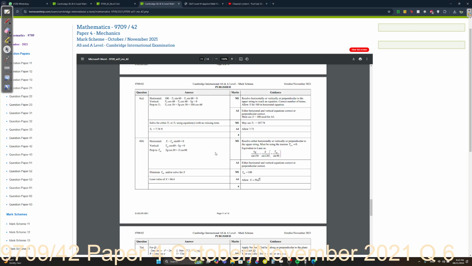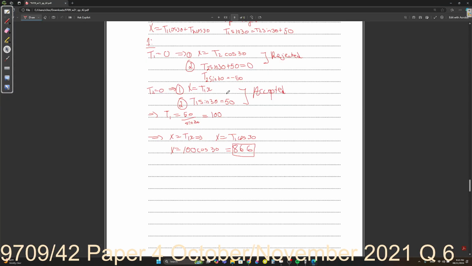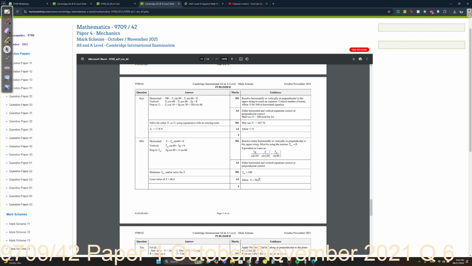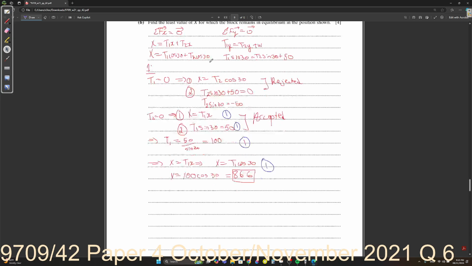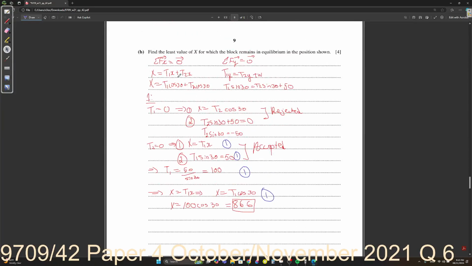Let's check the marking scheme. 86.6. So you'd get 1 mark for resolving these two forces. You'd get 1 mark for this, 1 mark for this. I think 1 mark for finding T1. Yeah. Okay, and then basically you'd get 1 mark for this, 1 mark for this. So all of this here has nothing, but obviously you need to do this to get to this step over here. I should have written a nice 2 over here as in step 2.